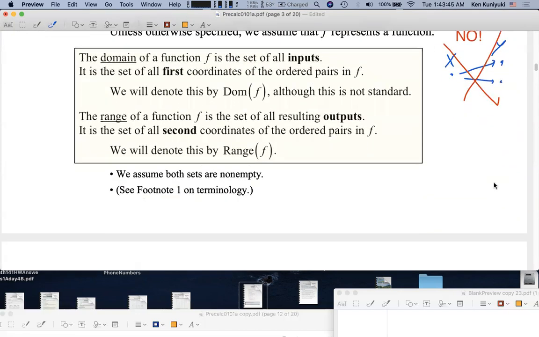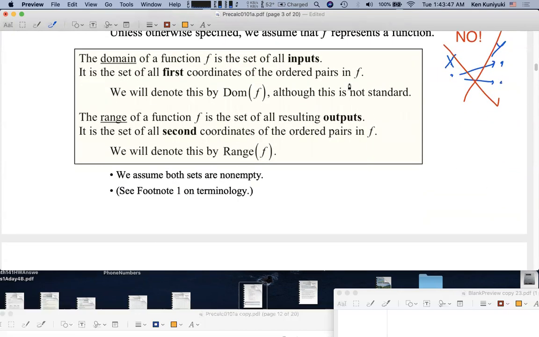The domain of a function is the set of all input values. It's like the set of all first or x coordinates. The range of a function is the set of all the resulting outputs. It's the set of all the second or y coordinates. So we associate the domain with the set of x coordinates we pick up and the range with the resulting set of y coordinates we pick up in the usual setup.